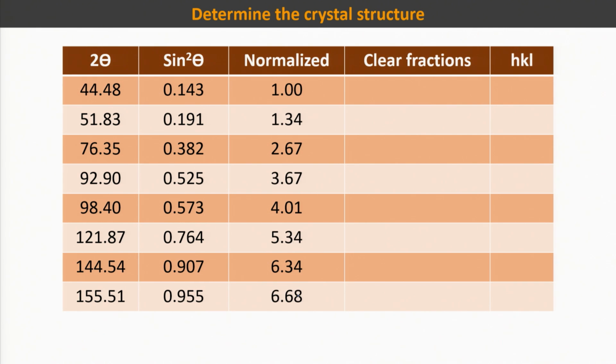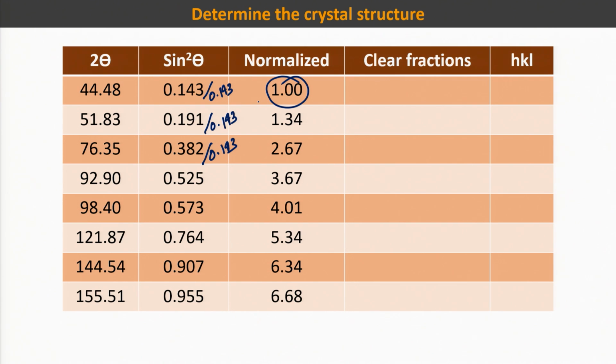How can we normalize? We divide the first cell by 0.143, and similarly all the rows will be divided by 0.143. So, if you divide by the first value, you normalize, and this will give you a 1.00 value for the 2 theta value of 44.48, and for 51.83 it will give you a value of 1.34 and so on. Now, the third step is we have to make a clear fraction, because from this one you cannot predict the HKL value, since this is not an integer value.